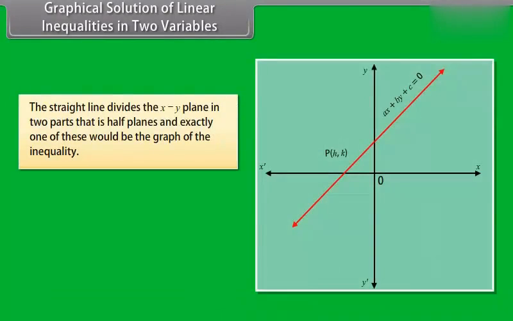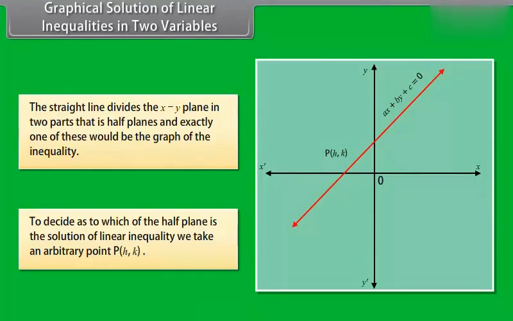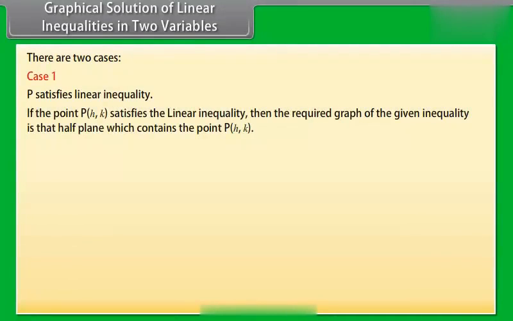The straight line divides the xy plane in two parts, that is, half planes, and exactly one of these would be the graph of the inequality. To decide which of the half planes is the solution of the linear inequality, we take an arbitrary point P(h, k). There are two cases. Case 1. P satisfies the linear inequality. If the point P(h, k) satisfies the linear inequality, then the required graph of the given inequality is that half plane which contains the point P(h, k).